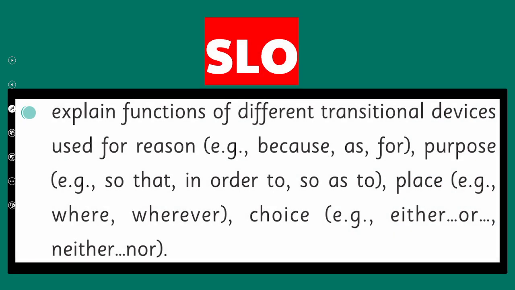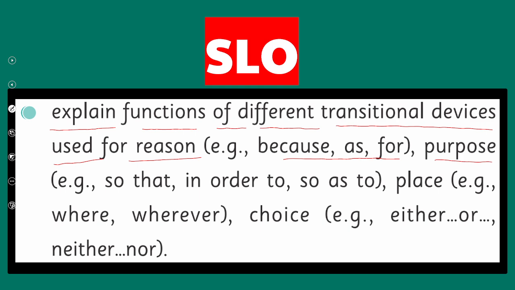The SLO states that explain functions of different transitional devices used for reason: because, as, for; purpose: so that, in order to, so as to; place: where, whenever; choice: either or, neither nor. So our SLO is actually concerned with the transitional devices and their different functions or different types.